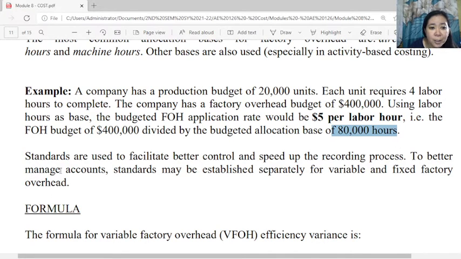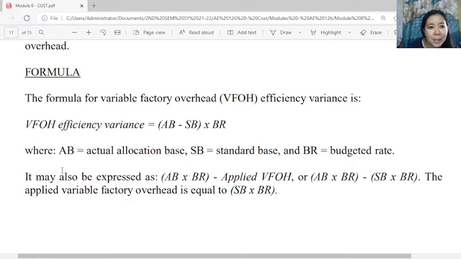So standards are used to facilitate better control and speed up the recording process as well. To better manage the accounts, standards may be established separately, again for variable and fixed overhead respectively. So our formula for variable factory overhead efficiency or volume variance is as follows. This is equal to the actual allocation base minus the standard base, and we will multiply it with the budgeted rate. Again, budgeted here is equal also to the standard rate or base.